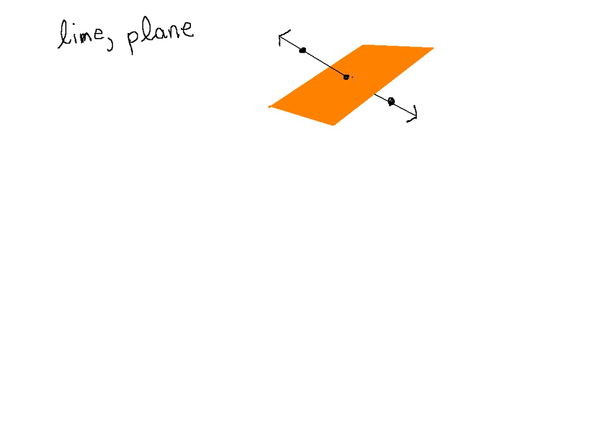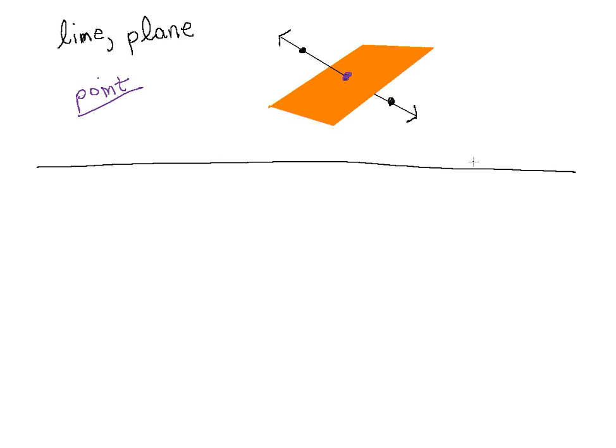Okay, so here's our line passing through this plane, and we want to know what geometric object is the intersection of this line and this plane. You can see right here that a line intersects the plane at a particular point. So the intersection of a line and a plane is one unique point, and that's right here. All right, let's do another one.